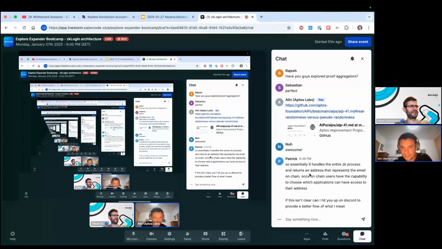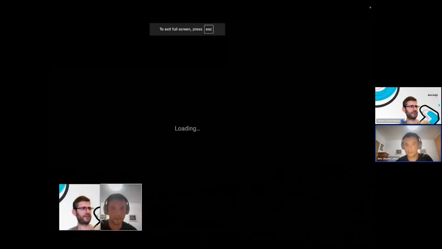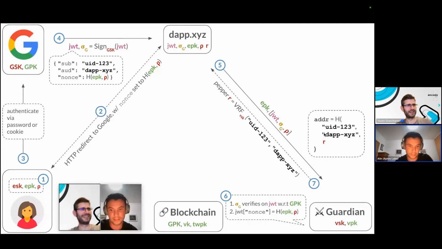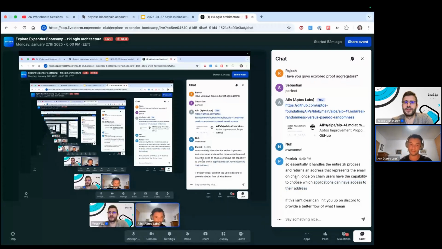It's also not that the address represents the email on chain. It represents the email and the application ID, right? So if you recall from this picture, a keyless address is a commitment to the email address and the application ID, right? Not just the email address. And this is very important for security. If you didn't have the application ID in here, then when you sign into any website with Google, like medium.com, that website would have everything it needs to take over your address, right? So this is kind of important. Now, you could build it differently, and maybe you could build it in a way where you could do the thing that you wrote here, choose which applications can have access to their address. But that's not the way we've decided to do it.